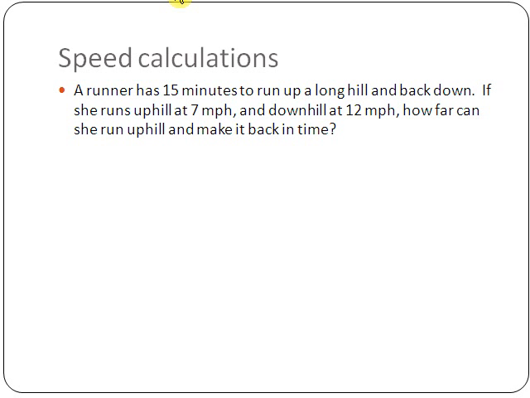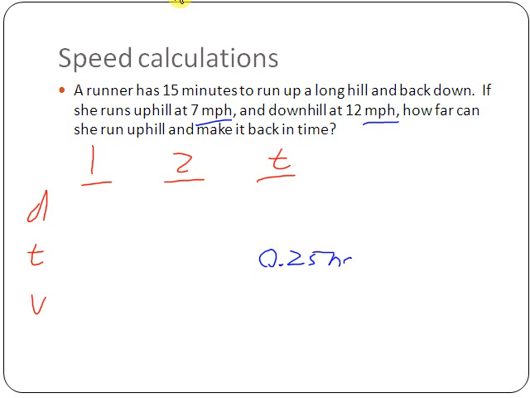and so we're going to set up our table just the way we did before. We have section 1, section 2, and the total. And we have a distance, a time, and a velocity for these. And so let's see what we know. Well, we know that she has 15 minutes, so her total time is 15 minutes. Now, since we're in miles per hour for both of these, let's convert that into hours. So 15 minutes is a quarter hour. So 0.25 hours is going to be the total time.